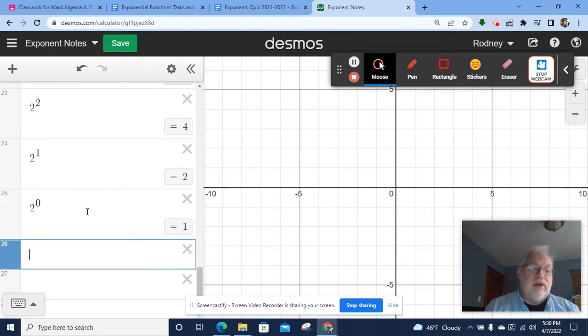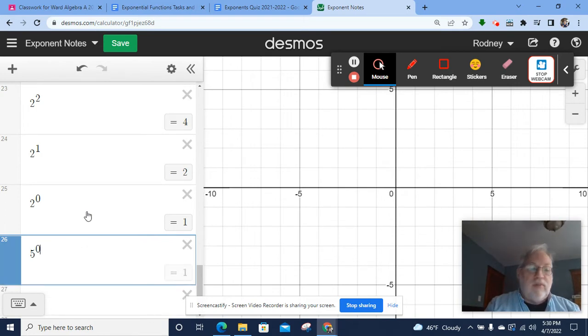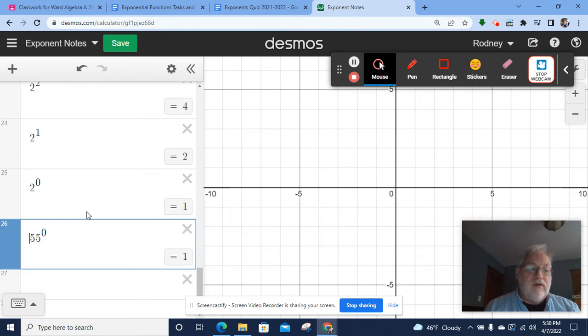5, I'll put some other numbers in here. 5 to the 0 power is also 1. Change that base to 55, 255, 2.55. But, of course, I did mention Desmos thinks 0 to the 0 power is 1 as well.